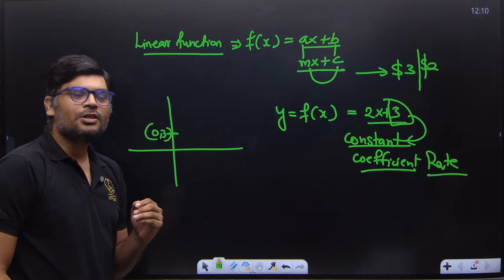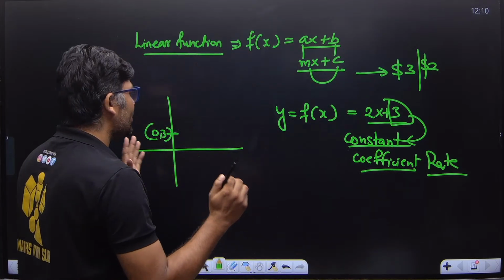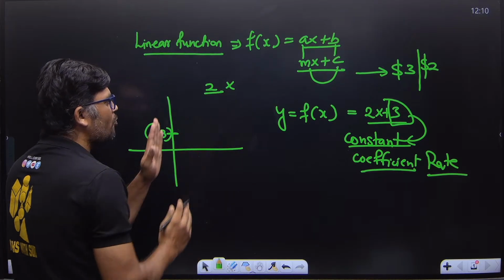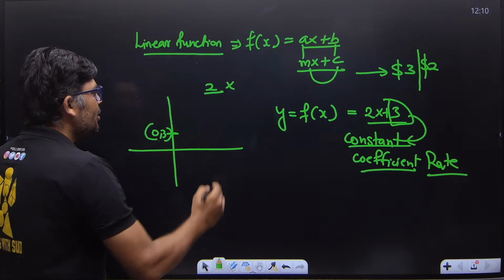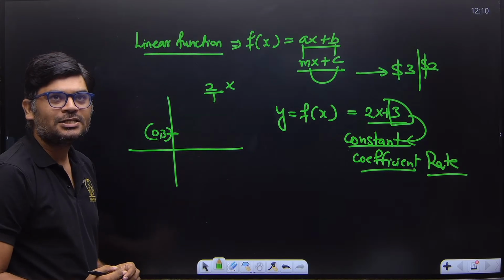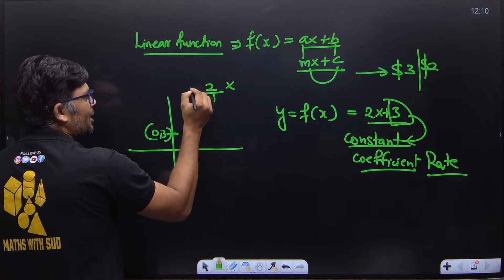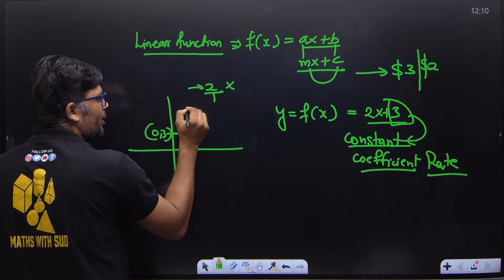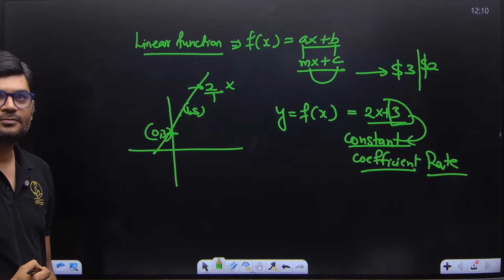Understood? Now for the second point, you will see the rate. Now how to decide the rate? The numerator of the coefficient decides how much you are going to go upward, and the denominator of the coefficient decides how much you are going to go to the right. So how much will you go up? Tell me. 2 units up, and 1 unit to the right. So the next point is (1, 5), and then you can draw the straight line like this.